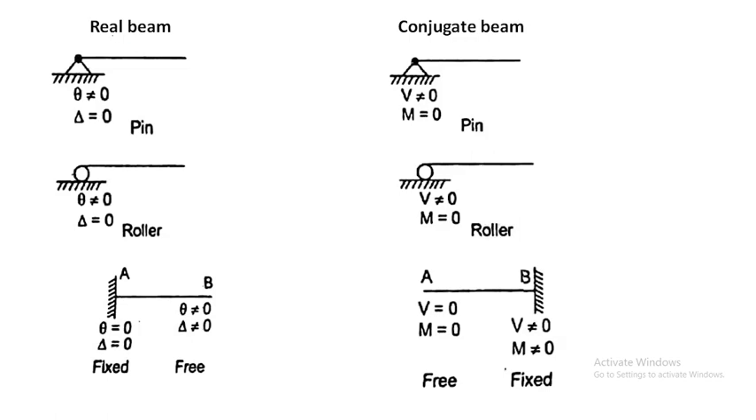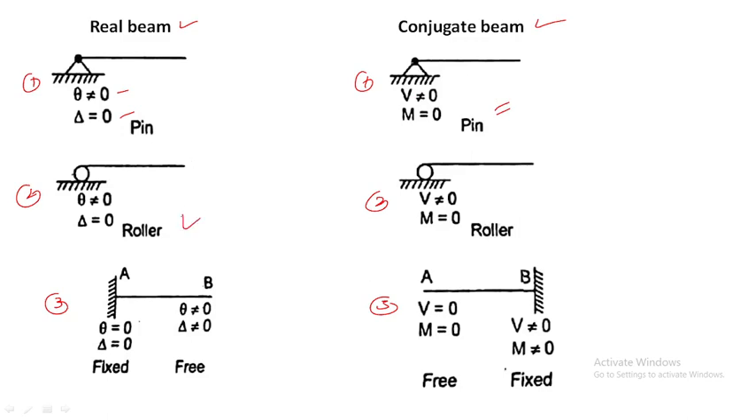Let me clear you. So this is the real beam. For example, this is a pin support. First, second, and third one. If it is a pin jointed or pin support, theta, that is the slope, is not 0 and the deflection is 0. But when we convert this real beam into the conjugate beam, moment is equal to 0 and the shear is not equal to 0. Are you getting the point?